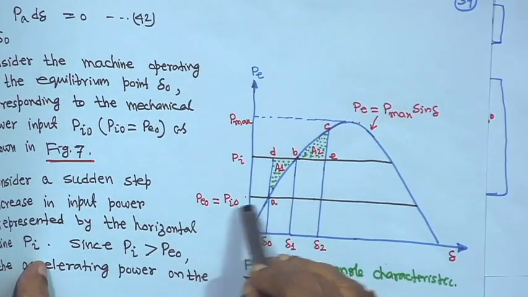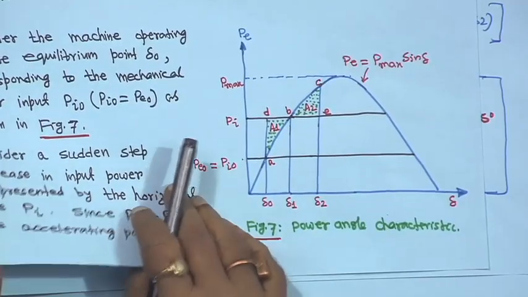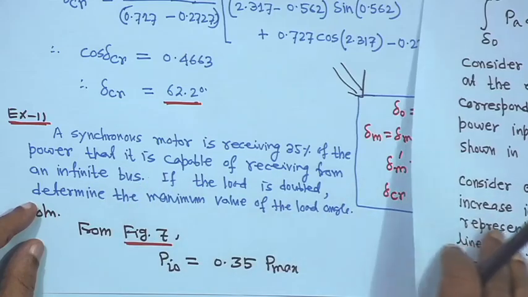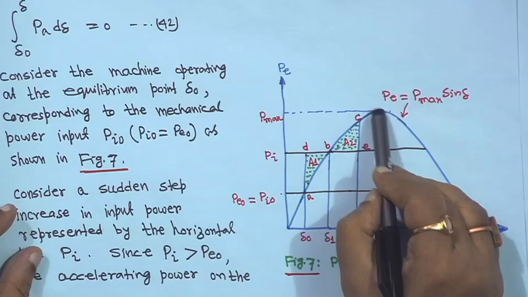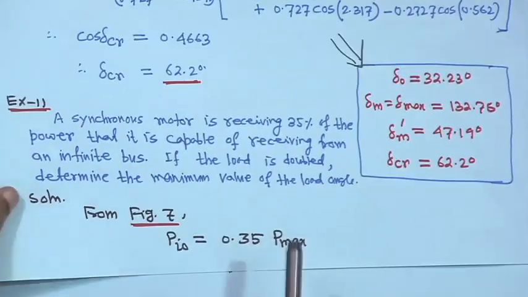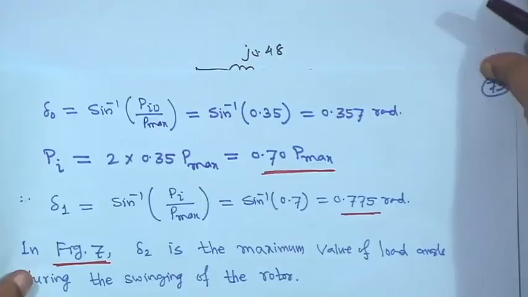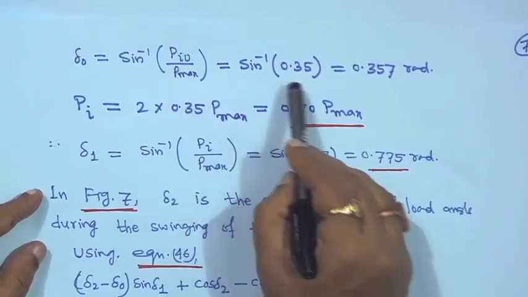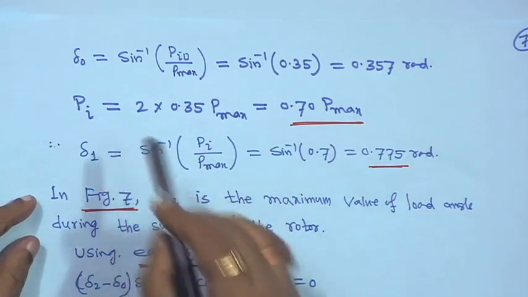So, P0 is equal to Pi0 and this is Pmax sin delta. This is figure 7. So, Pi0 is given as 35% of the power, so Pi0 is equal to 0.35 Pmax. Therefore, delta 0 is equal to sin inverse of Pi0 upon Pmax, that is sin inverse 0.35, which is 0.357 radian, and now the load has been doubled.